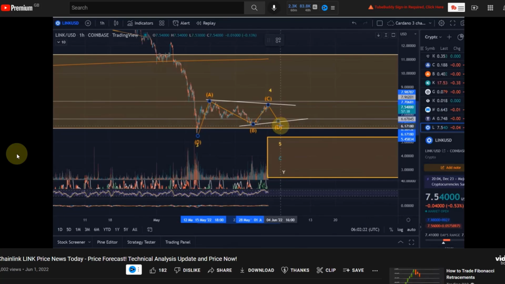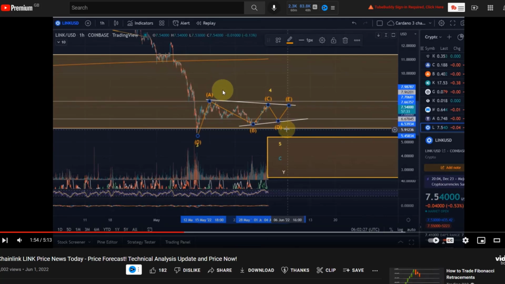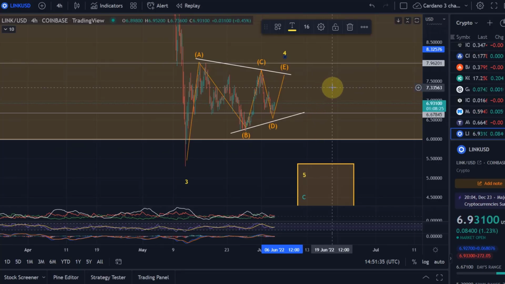below $6.23. And then we will see a move E to the upside. So in this case, that was a triangle pattern, an ABCDE Elliott wave symmetrical triangle. And we can take a look at what actually happened.